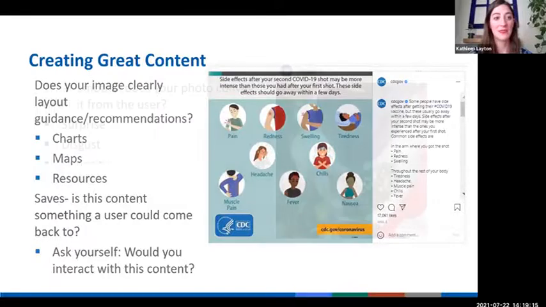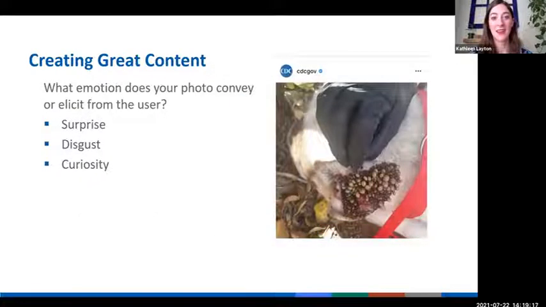Okay, next slide. Okay, so a little bit of a warning here, guys. This image is a lot. It shows a horrifying amount of ticks on an animal.